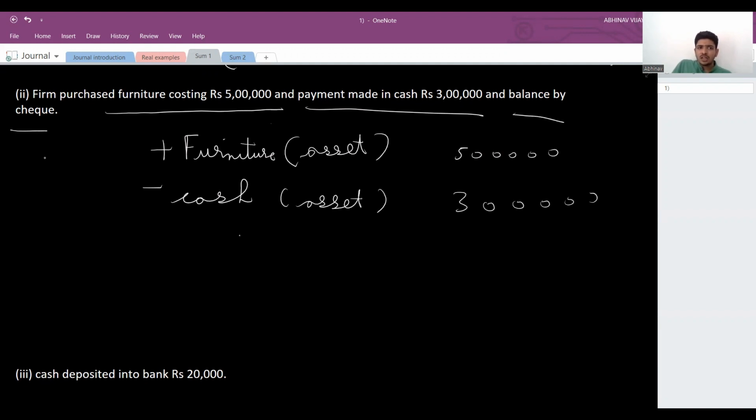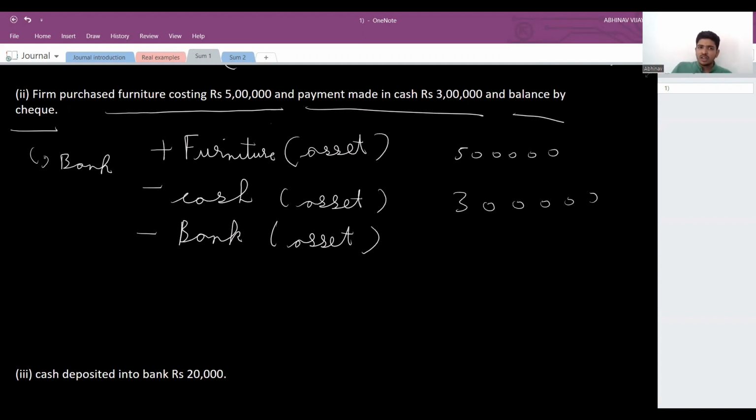Balance by check. Check should always be replaced by bank. So check means bank balance, which is also an asset because the value of the bank balance can always be taken in the future. You always use only this definition for every concept in accountancy. Whenever somebody asks you what is an expense, what is an asset, you use this definition.